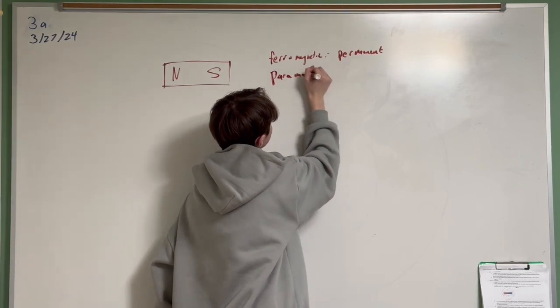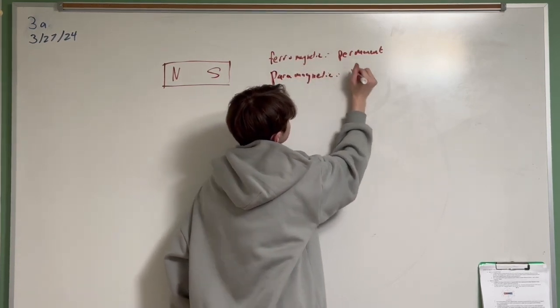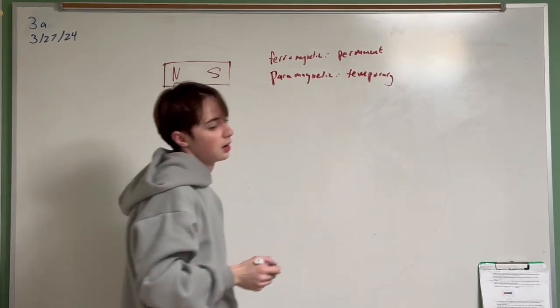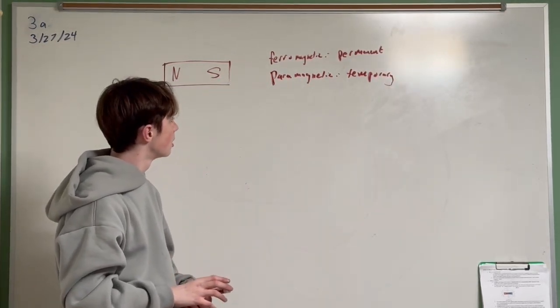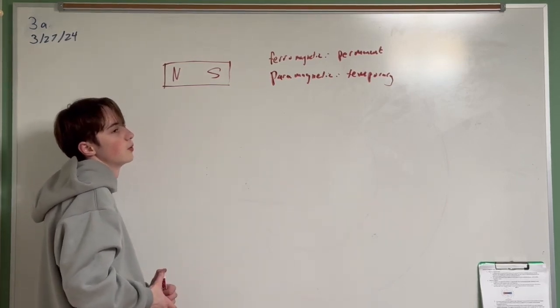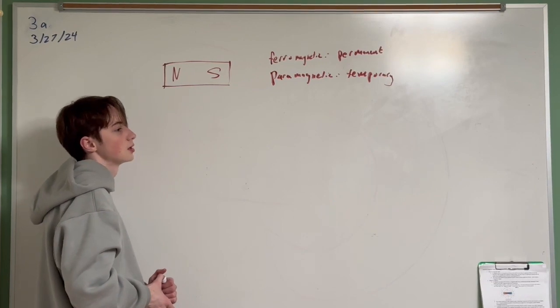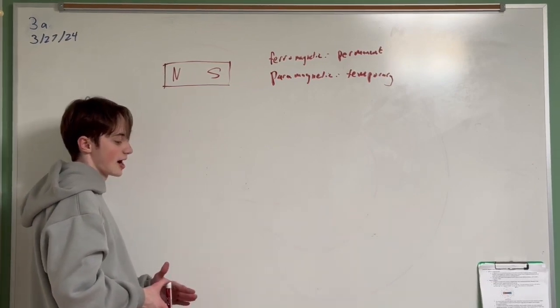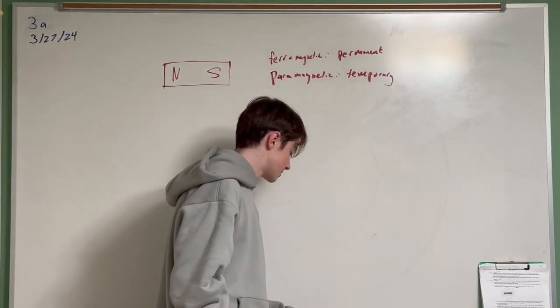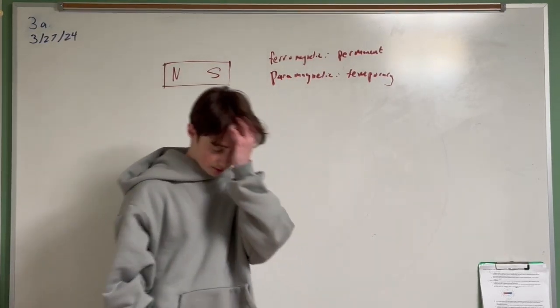Paramagnetic is temporary. It's like an electromagnet? Not an electromagnet. A paramagnet is an object that, when touched with a magnet, can align its domains to act similarly like a magnet. It's like a magnetic capacitor in a way. Oh. It keeps a magnet when it touches a magnet.